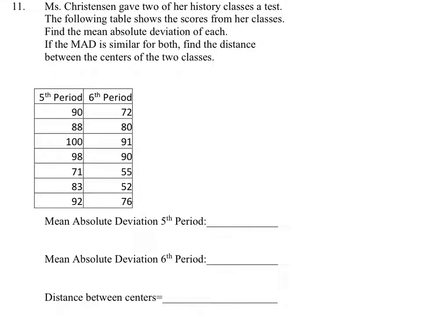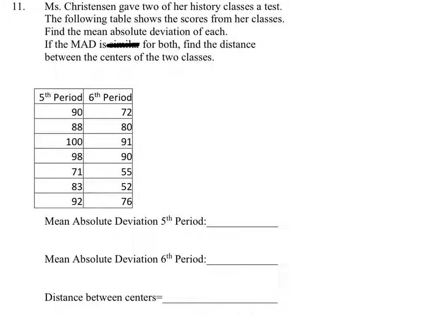Ms. Christensen gave two of her history classes a test. The following table shows the scores from her classes. Find the mean absolute deviation of each. If the MAD is similar for both, find the distance between the centers. Actually, we don't care if it's similar or not. We're just going to find the distance no matter what.